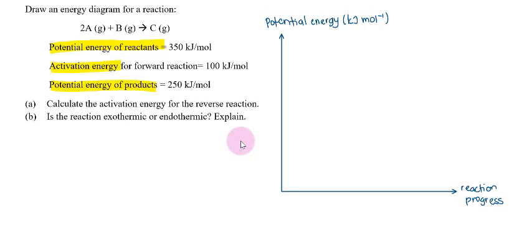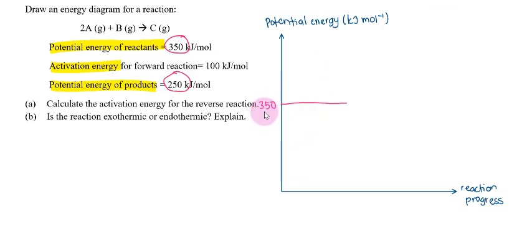So we know that we have two types of enthalpy change: endothermic reaction and exothermic reaction. So how are we going to know which applies to this reaction? We have the potential energy of reactants at 350 kilojoule per mole, while the product is only 250 kilojoule per mole. So here we can see that the enthalpy of reactants is higher than the enthalpy of product, which means our diagram will look like this.